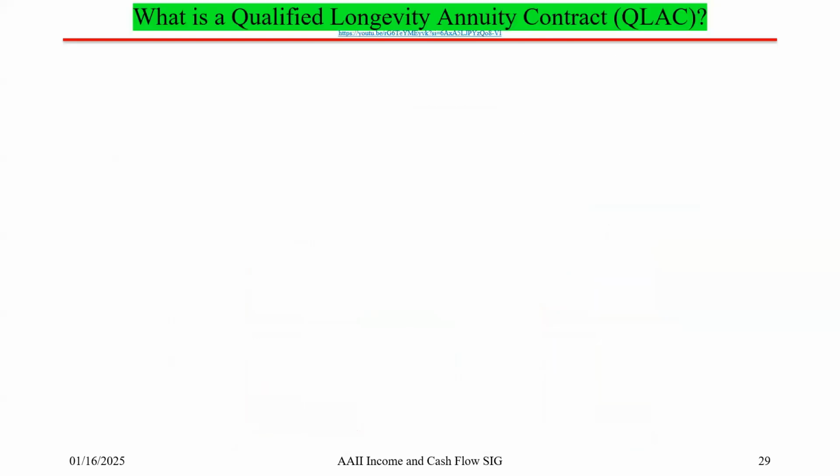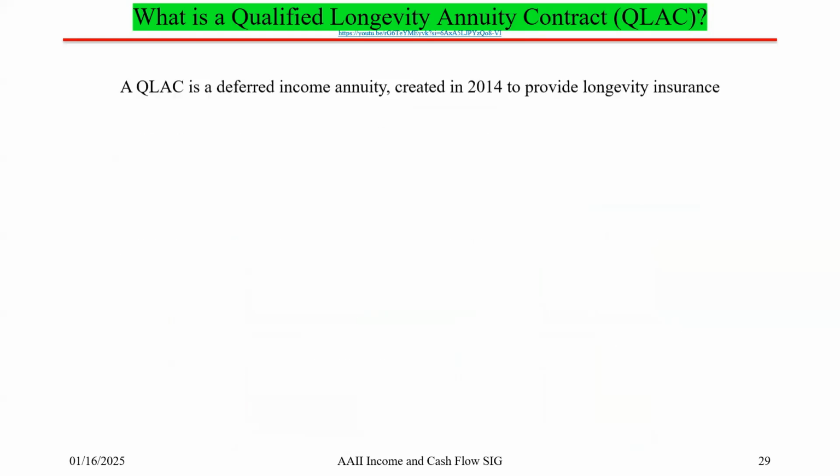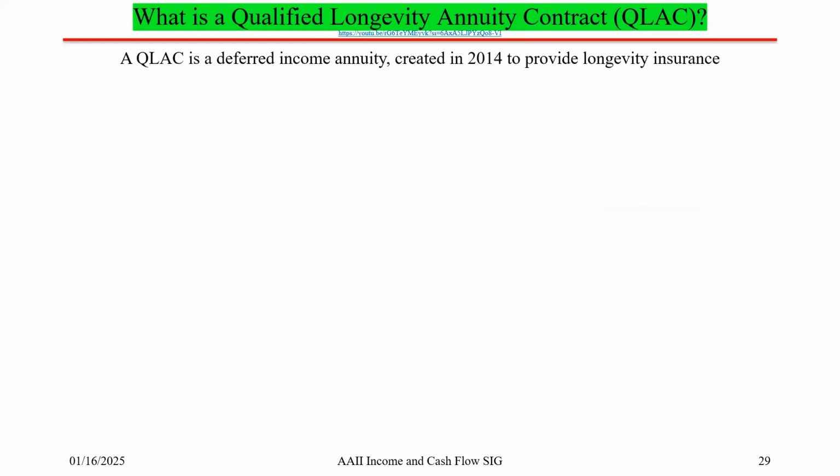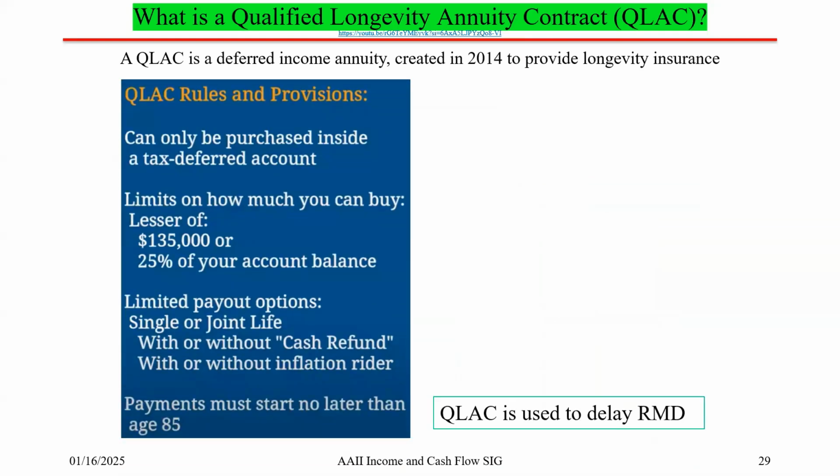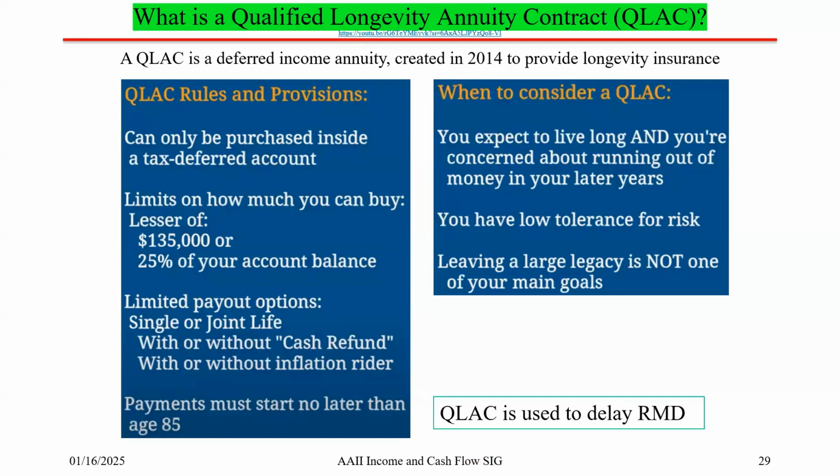Okay, so that's RILA. What is QLAC? This is a deferred income annuity created in 2014 to provide longevity insurance. It is used to delay RMD. So here are some example rules and provisions.